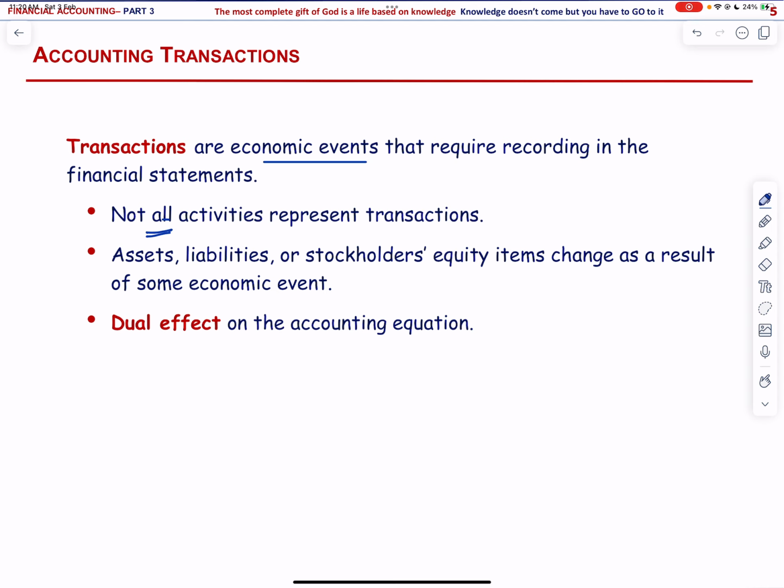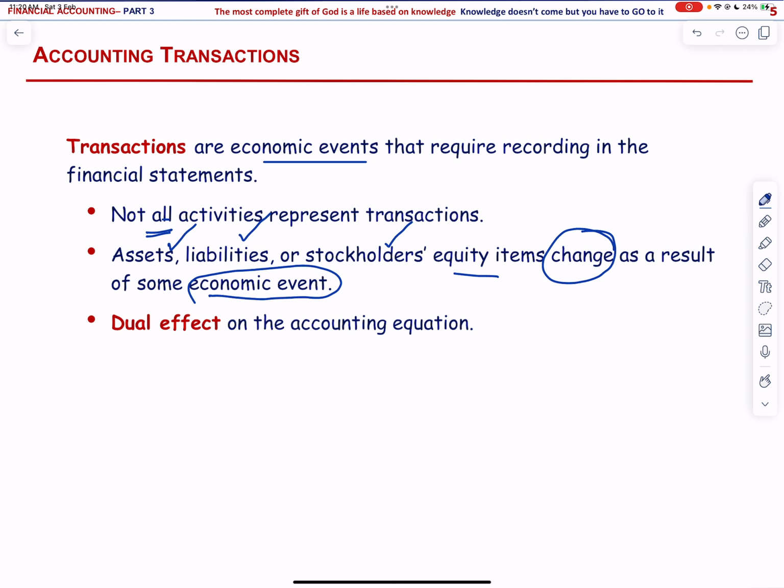So assets, liabilities, or stockholders' equity items change as a result of economic events. That is the main thing you see: the assets, liabilities, or stockholders' equity are going to change because of a transaction, and that is going to be recorded.